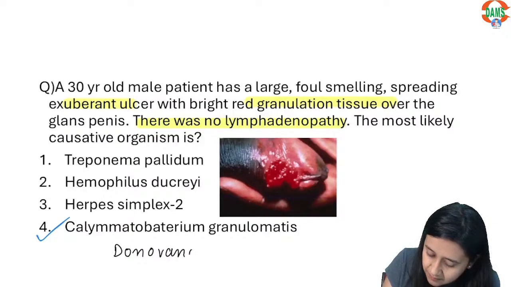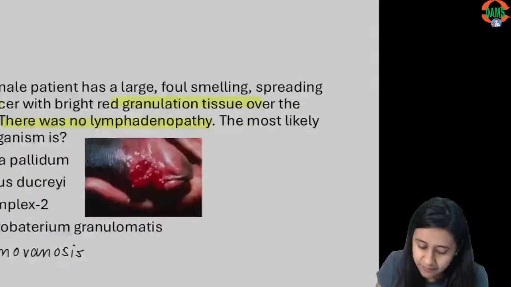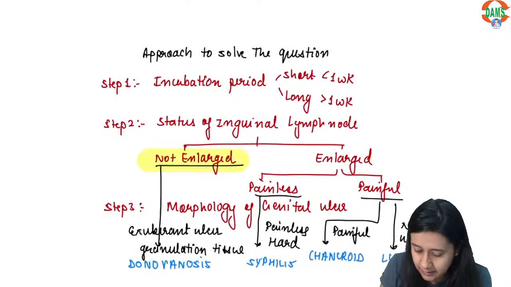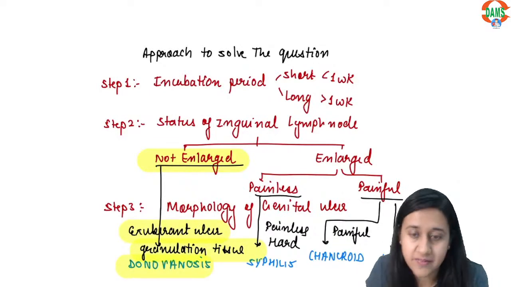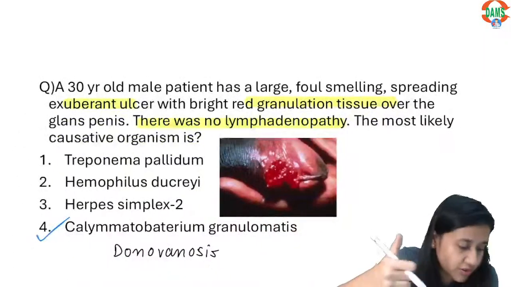And in donovanosis, we have already seen that there are no lymph nodes and there is a red exuberant ulcer. So all the points favor the diagnosis of donovanosis. And what is the causative agent? It is Klebsiella granulomatis. I hope you have understood this.